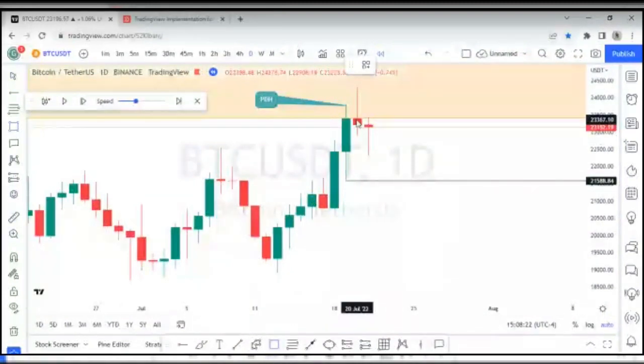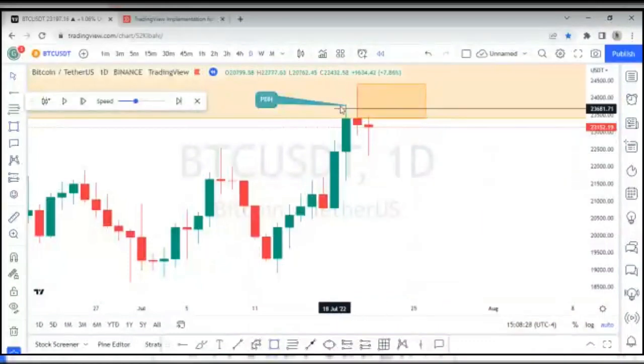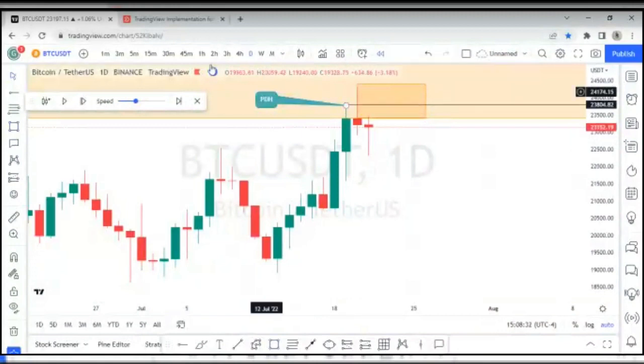This wicked candle that actually pushed above, right? So I will just mark a high. I want to sell above that high, right? I'm looking at, I want to sell above that PDH, right? So let me just see if I would have gotten an entry, maybe on the 2 hour, right?